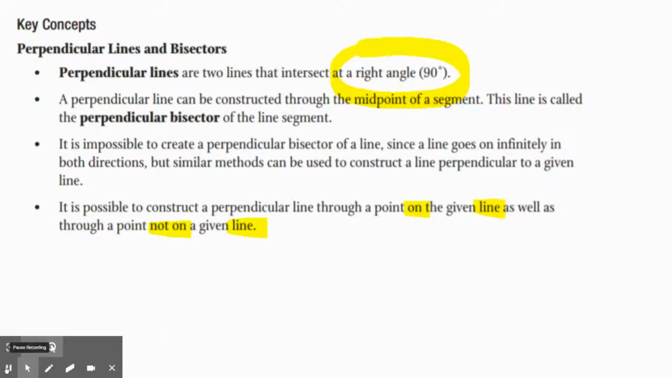Perpendicular lines are two lines that intersect at a right angle or 90 degrees. A perpendicular line that goes through the midpoint of a segment is called the perpendicular bisector. We will also be constructing a perpendicular to a line, not a line segment, but a line through a point that is on the line. And then we're going to do another construction where the point is not on the line. We'll draw a line that goes perpendicular to that line.